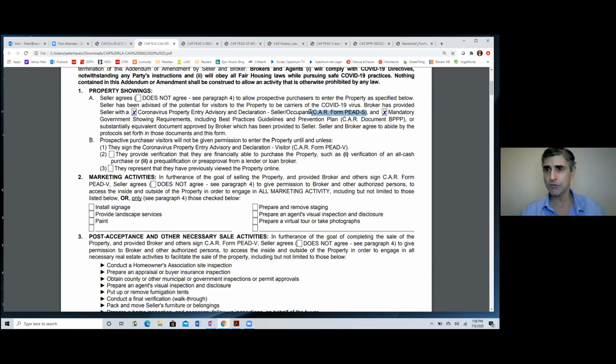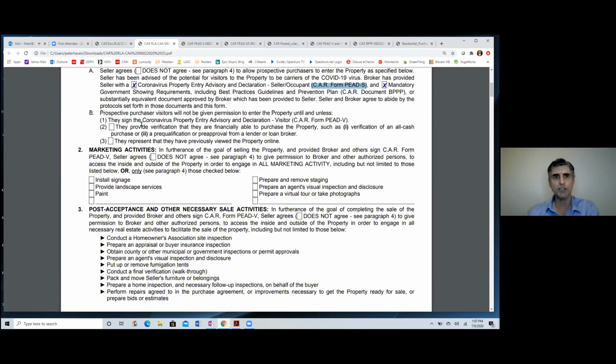Now, to my knowledge right now, there are 3 different PEAD forms. One for a seller, and then one that's to be used in a landlord, a lease tenant situation. And I will tell you, we'll go through the form, but they're fundamentally the same forms. It's just that we've got a tenant who's an occupant as opposed to an owner who's an occupant. And the third form is called a PEAD V, as in Victor, and that's a PEAD for visitors, and we'll talk about that in a moment.